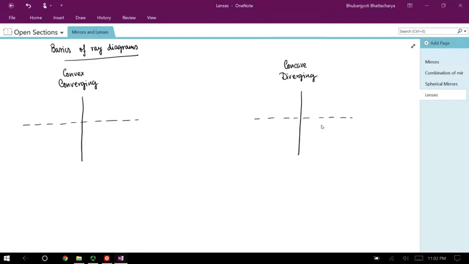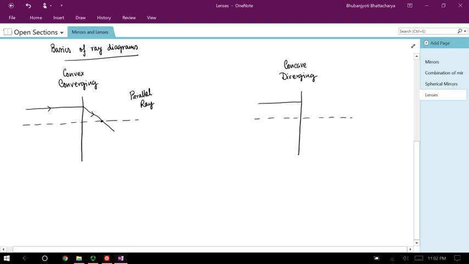So the first ray example that we will give is a parallel ray. This is a ray of light that comes in parallel to the principal axis of the lens, and after refraction from a convex or converging lens, it passes through the focus of the lens. Okay, passes straight through the focus of the lens. This is an example of a parallel ray going through a converging lens. Okay, now what would happen if the ray came to a diverging or a concave lens?